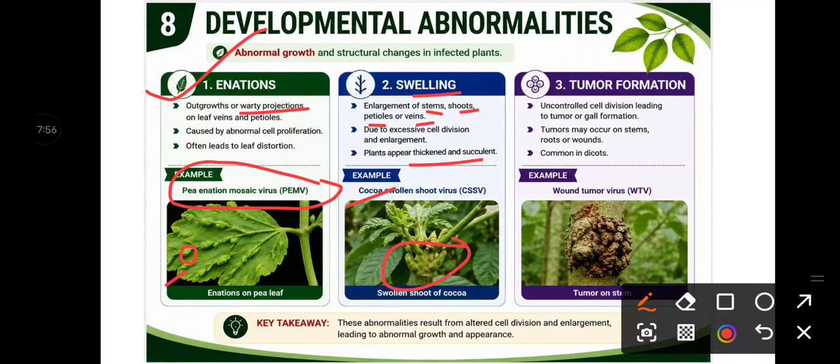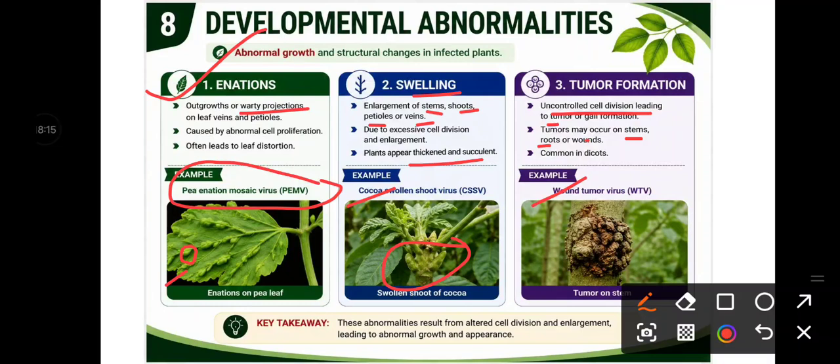Then the tumor formation. This is also due to hypertrophy and hyperplasia, that is, uncontrolled cell division leading to formation of tumors and galls. Tumors may occur either on stem, root, or any wounded part. Best example is wound tumor virus.